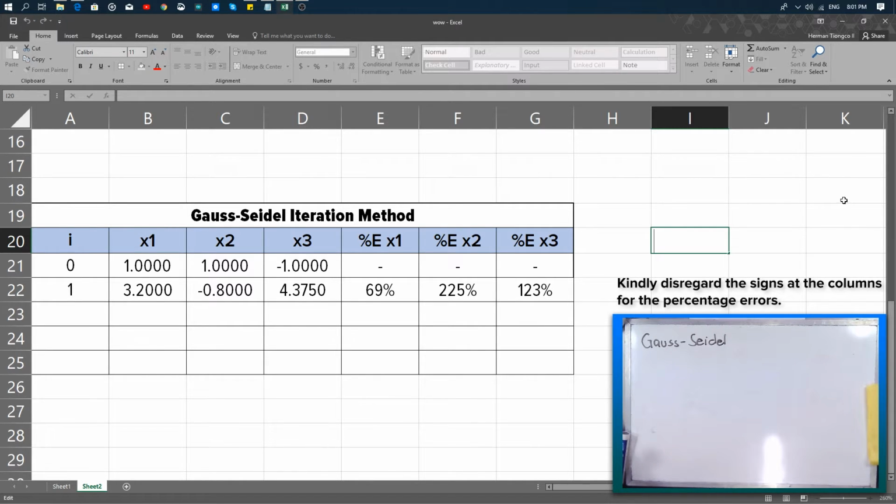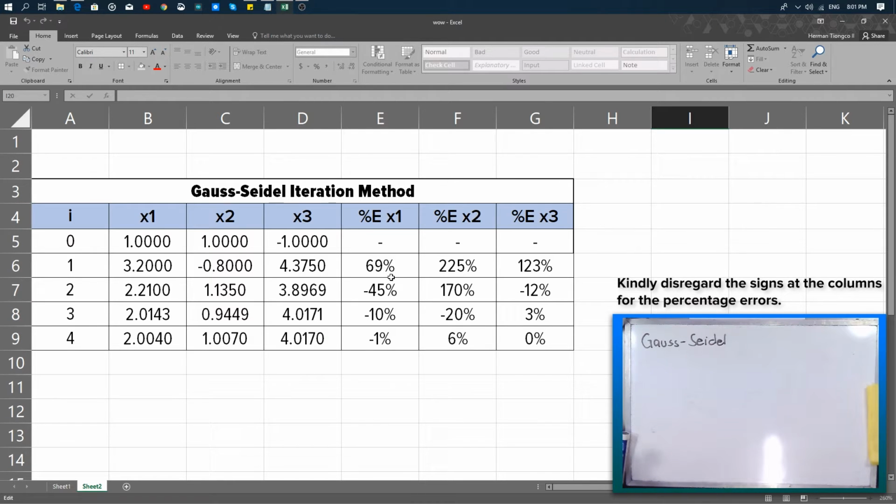I have already done the continuous iterations on the example, and we have arrived at this table. As you could see, at the fourth iteration, we have 2.0040, 1.0070, 4.0170 with little percentage error.